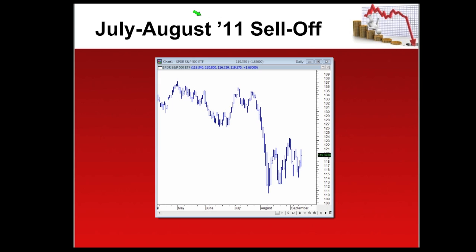So here's just a basic price chart from July and August of this year. This is the recent sell-off that we had, right? And I remember this one very clearly because it's only a few weeks old, and it wasn't as bad as what we experienced in 2008 or even what we experienced back in 2000, but it was still a pretty good thump.